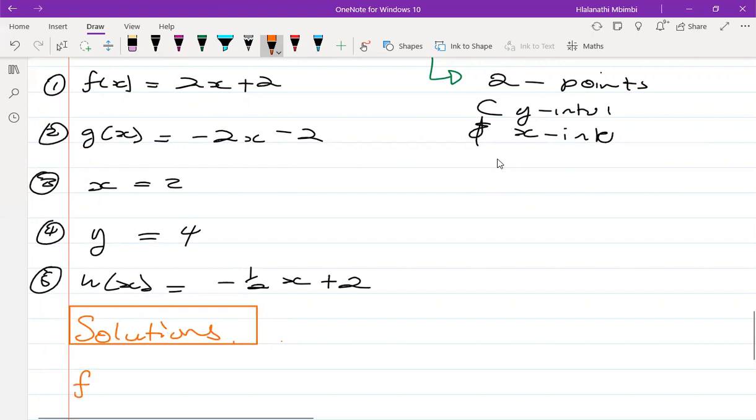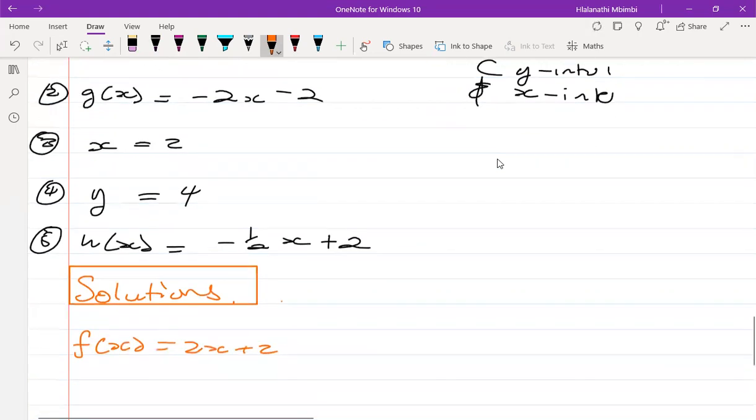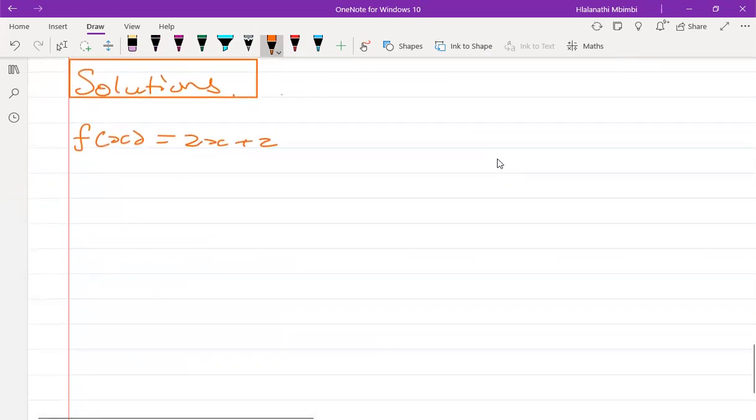So we have f of x is equal to 2x plus 2. So we're going to start with our y-intercept. The y-intercept happens when x is equal to 0, right?